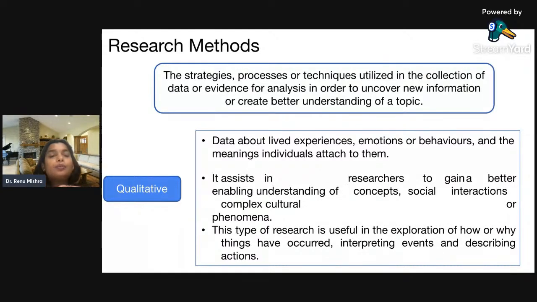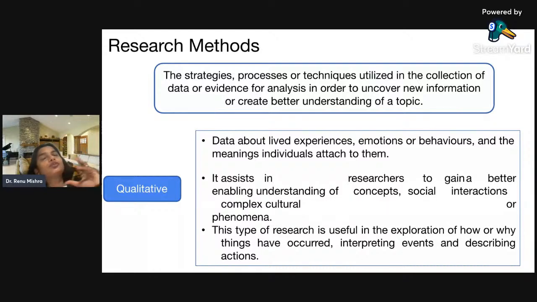Whenever we are having data, I'll tell you the difference on the basis of the data. Now, you all understand what data is. When you have detailed data, information which is non-numerical, which does not have numbers in it, that is qualitative research.